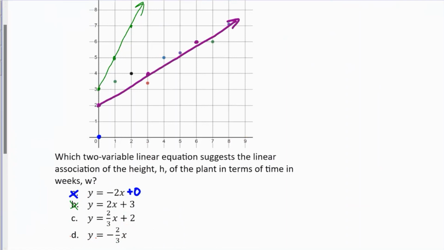That one definitely looks a lot better, but we got to check D. D would have started at 0, and again, negative slope can't even go down. So that would be our C.